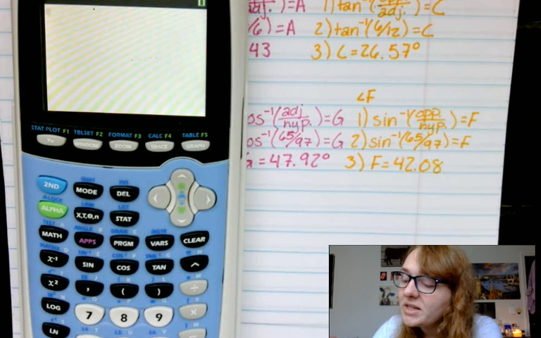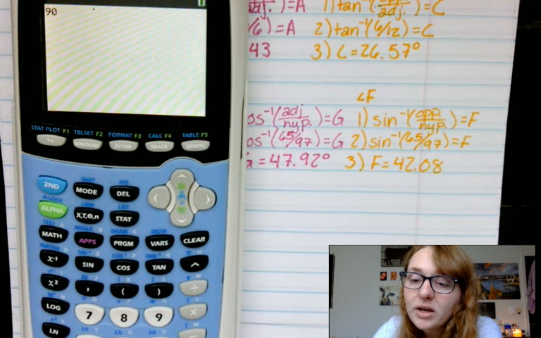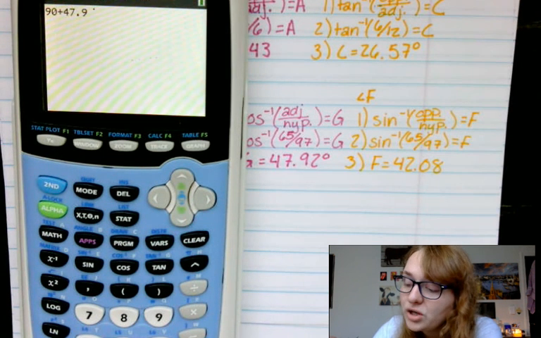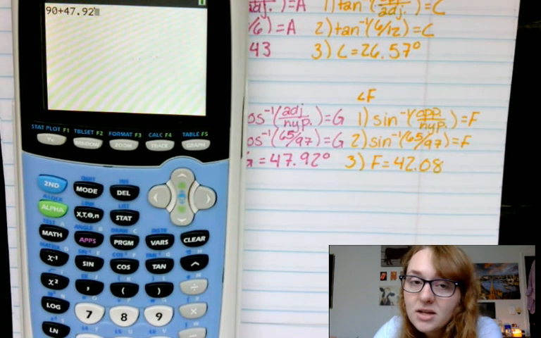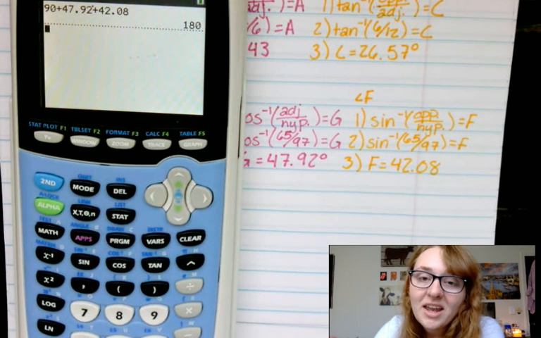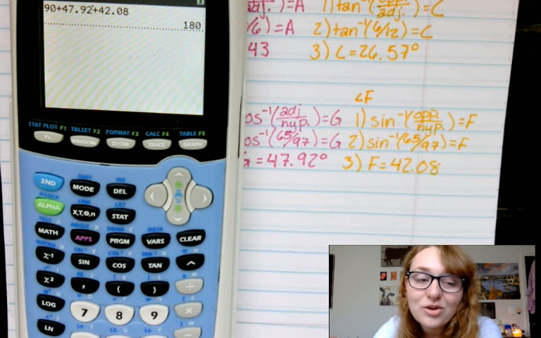And then again, if we take that 90 degrees that we know that angle E has, plus the 47.92 that we know angle G has, and plus the 42.08 that we just found that F has, we get 180 exactly. So that is a great way to double check that you are rounding correctly.